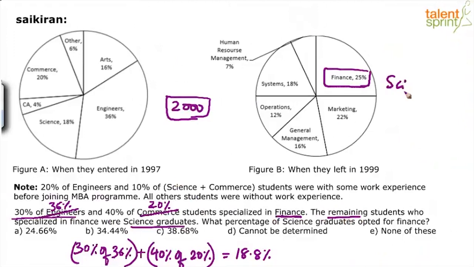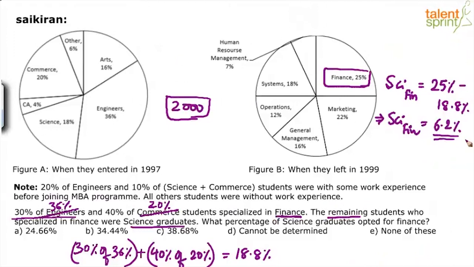So science graduates with finance specialization. How much will that be? Total 25%. If you remove 18.8%, you will get the science graduate guys, right? So 25 minus 18.8 is how much? 6.2%, right? So we can say people who specialized in finance and had a science background were 6.2%.